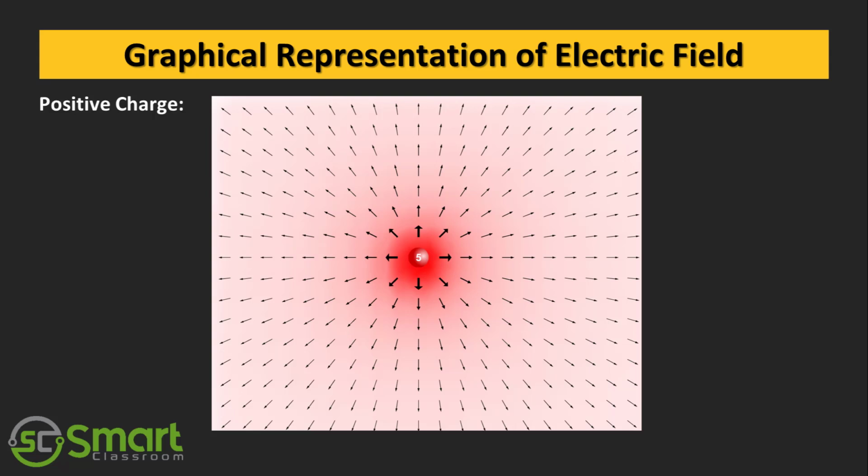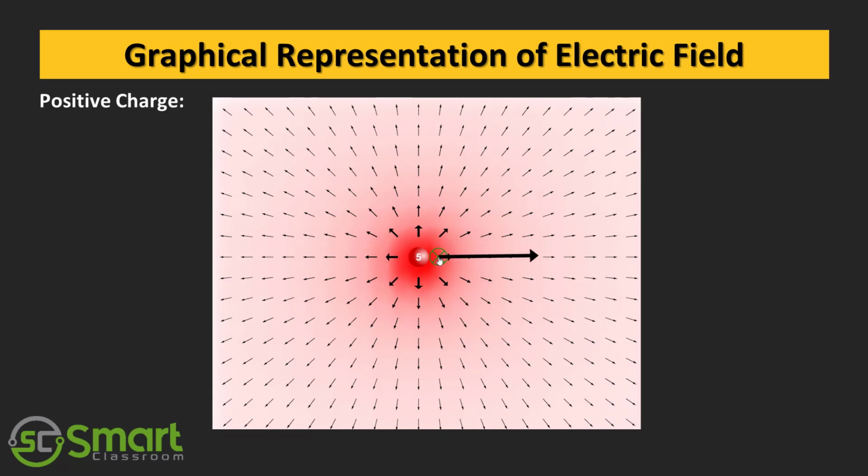And I have here an example of a charge plus 5. By convention, the arrows are pointing away from the charge, in the same direction that a positive test charge would experience the force. You notice that very close to the charge, the arrows are larger than farther away. The direction of the arrow tells you in which direction the force will be if it is a positive test charge. And the length of the vector gives you an idea of the magnitude of the electric field.